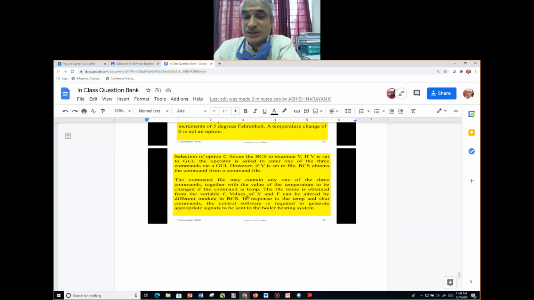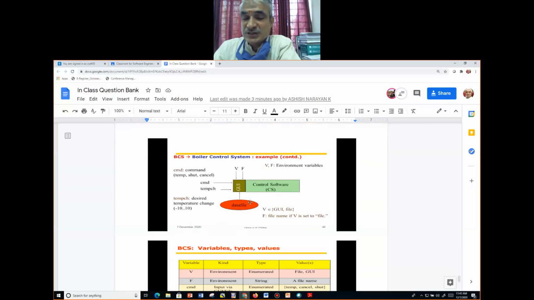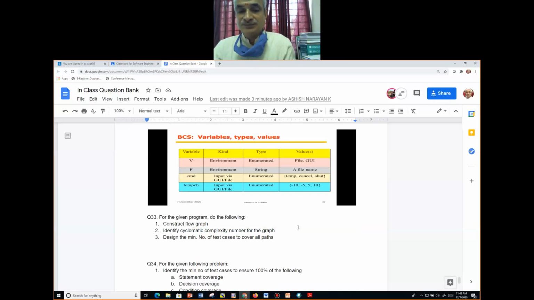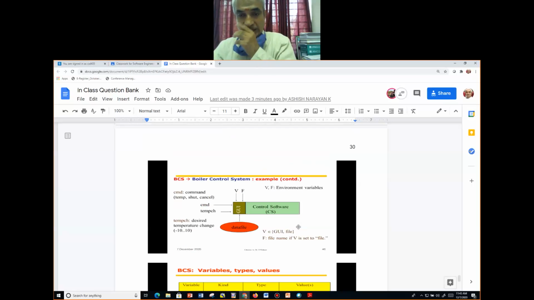For that, some details are given to you as study material: a system which appears like that, and what the different variables are. Now there are 4 variables available. For every variable I have given what type of variable it is and what possible values it can take. For example, F can take a file name or GUI, command can take 3 commands, and temperature can take -10, -5, 5, 10, and one is invalid. These are all valid and invalid values. You have been asked to work on that. Please study this, create a solution and get into it.